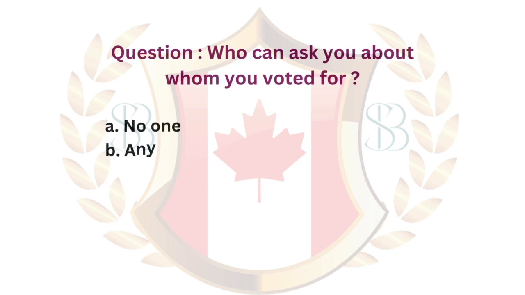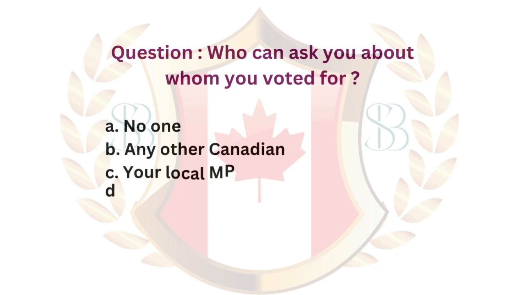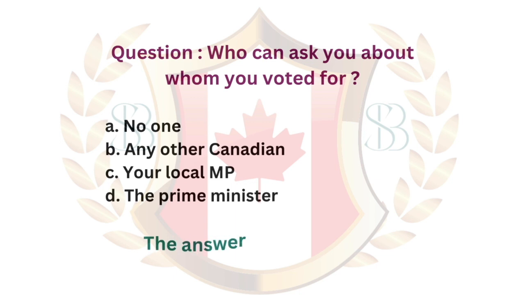Question. Who can ask you whom you voted for? A. No one. B. Any other Canadian. C. Your local MP. D. The Prime Minister. The answer is A, no one.